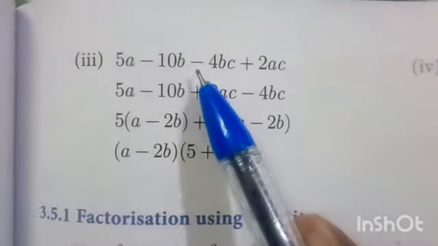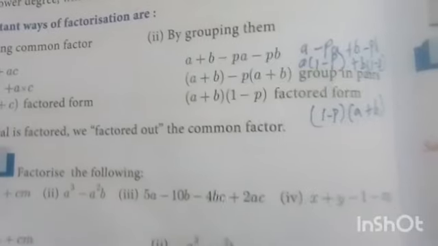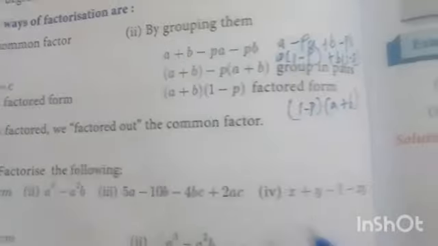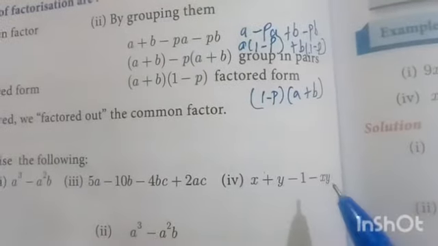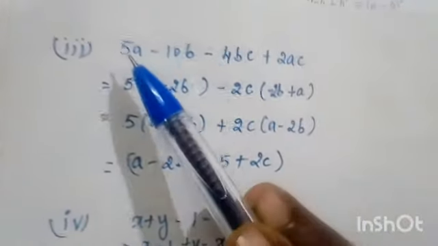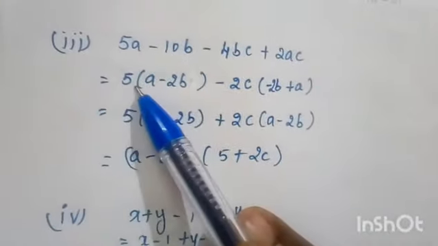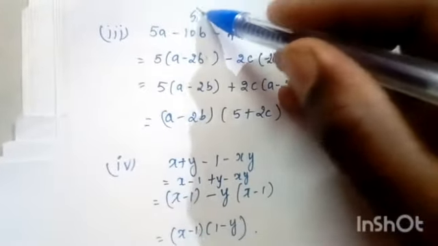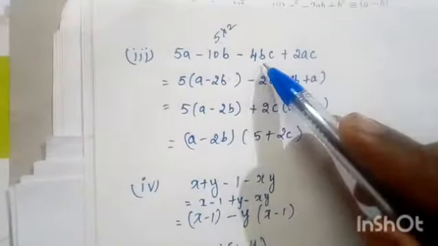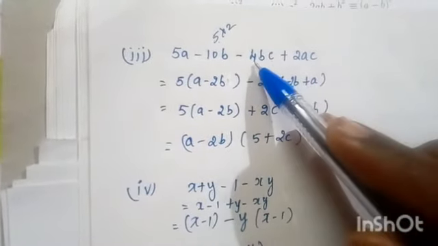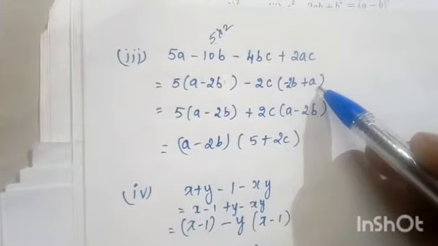Now the third problem, 5A minus 10B minus 4BC plus 2AC. Fourth problem, x plus y minus 1 minus xy. For the third problem, first you write the given question. Then compare the first two terms. 5 is common. Take 5 outside, that is A minus 2B. This 10 is written as 5 into 2. Now consider C common, then 2 is also common. Take 2C outside, that is 2C into minus 2B plus A.